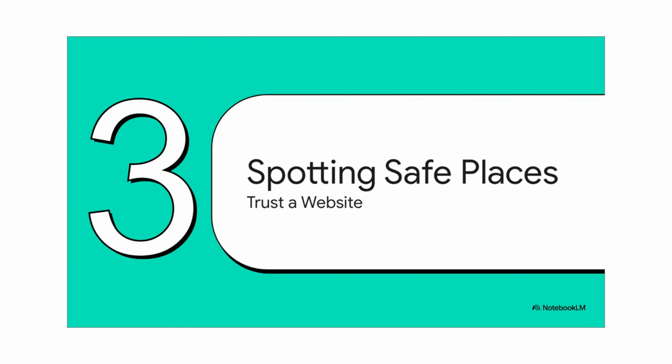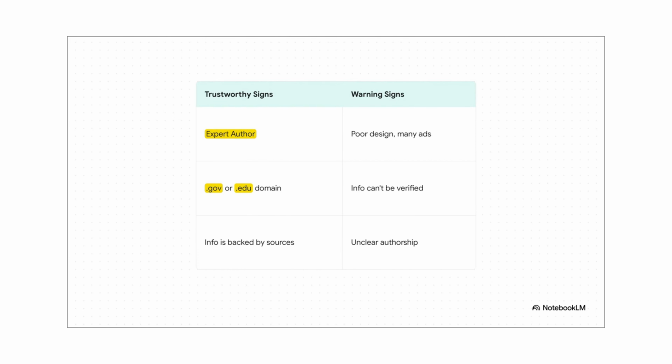Okay, so you've used your new search skills and you've landed on a website. But, just like in real life, some places are safer than others. So how do you know if you can actually trust what you're seeing? Let's break it down into green flags and red flags. A green flag, a good sign, is when you can see who the author is and they're an expert. Or if the website address ends in .gov or .edu, those are usually very reliable. Now, red flags: be careful if the site looks messy, is covered in ads, or if you have no idea who wrote the article. If you can't find the info anywhere else, that's another big warning sign.